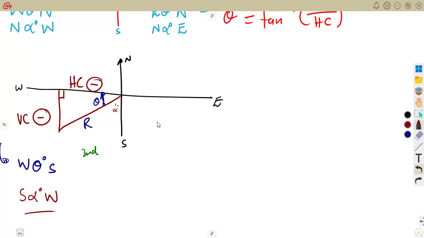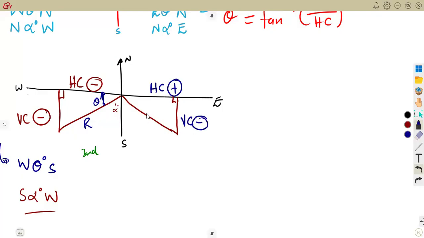The fourth quadrant, it's going to be like this in the fourth quadrant. So these are the conditions when your horizontal component was positive and the vertical down here was negative.